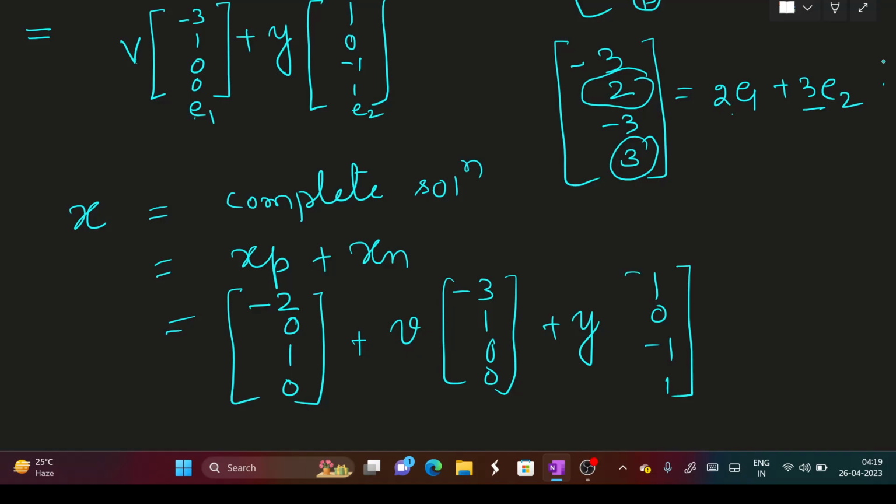How to get this y and v? They are the free variables which are assigned with 1 while getting those vectors. While getting this vector, the free variable assigned with 1 is v, so I have multiplied here v. While getting this vector, the free variable assigned with 1 is y, so I multiplied with y. So this is all about the complete solution of a singular system of equations having a solution.